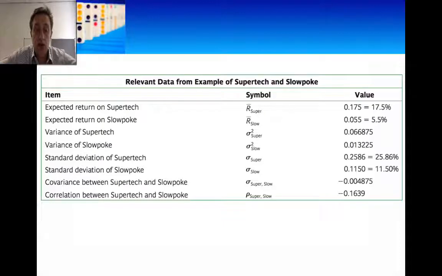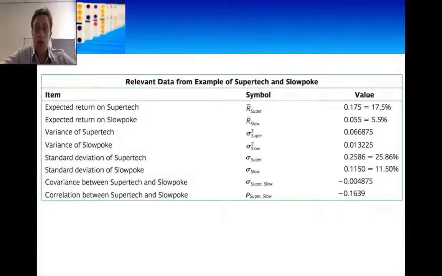The standard deviation of returns is simply the square root of the variance, and we can also express standard deviations in the underlying units, which in this case is percentage. So you see that Supertech has a standard deviation of 25.86%. And finally, we have covariance and correlation, which is a measure of the relationship, the intermovement between both securities. You see that the covariance and the correlation are negative, which suggests that when one has a positive return, the other will have a negative return.